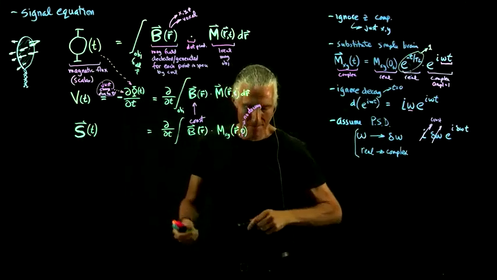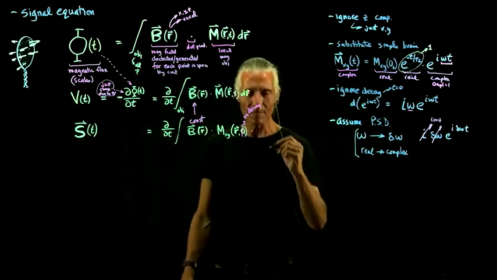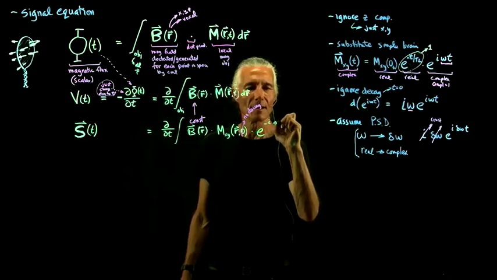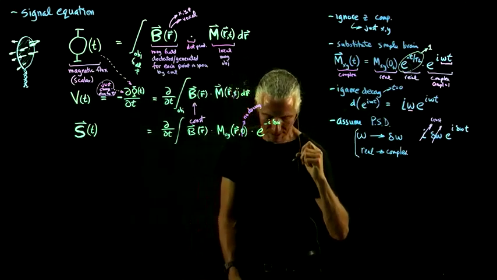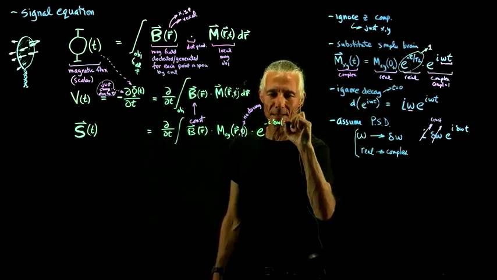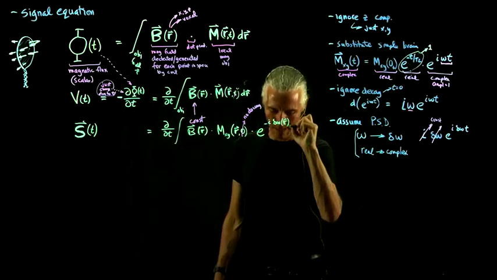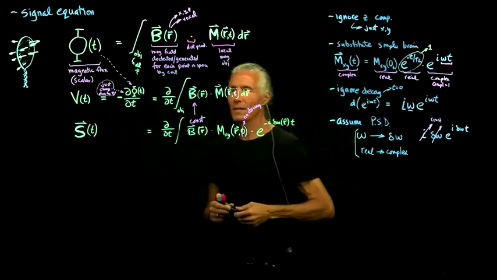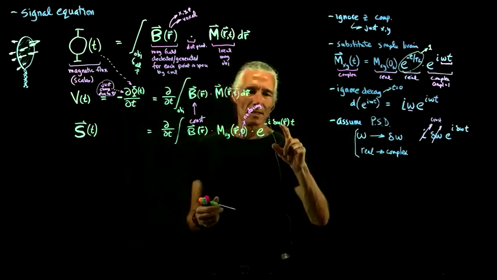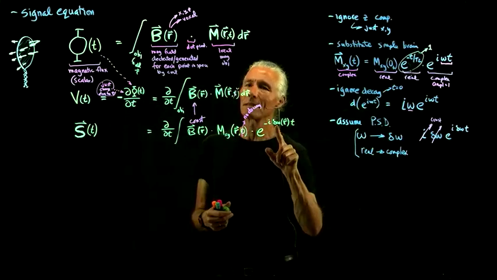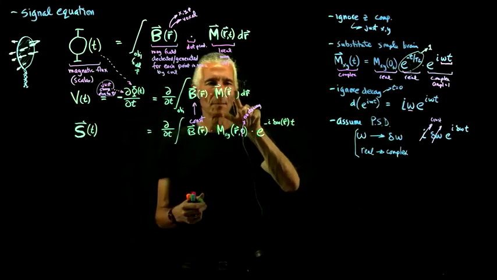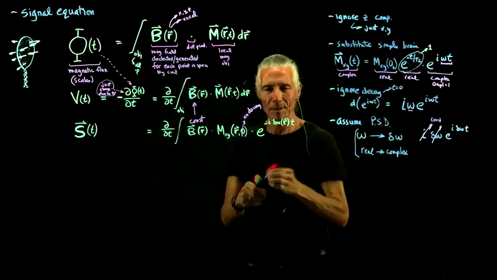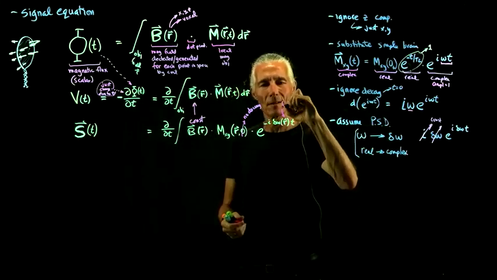And then times this, e to the minus i change in frequency at a particular point in space times time. So these differences in frequency are actually spatially dependent. Spatially dependent. So this means, like, for each voxel.